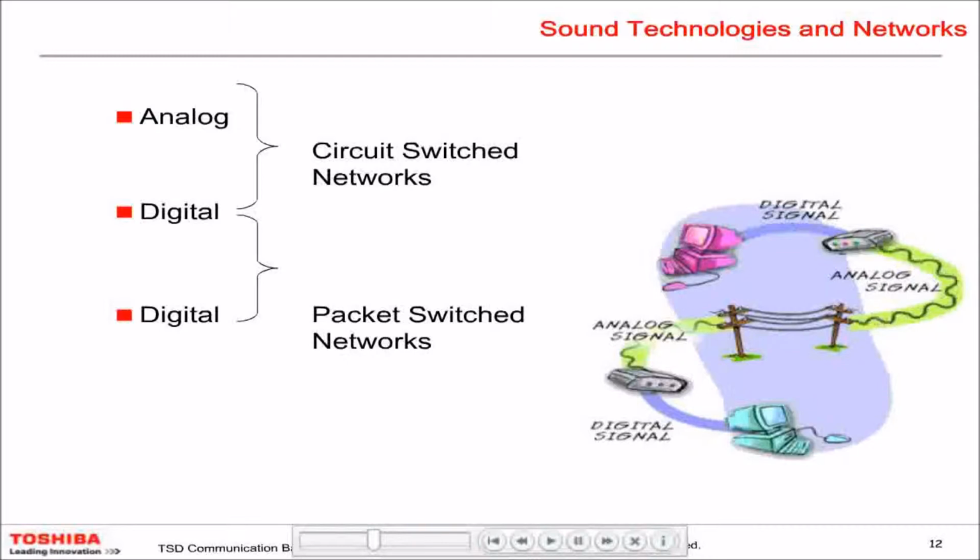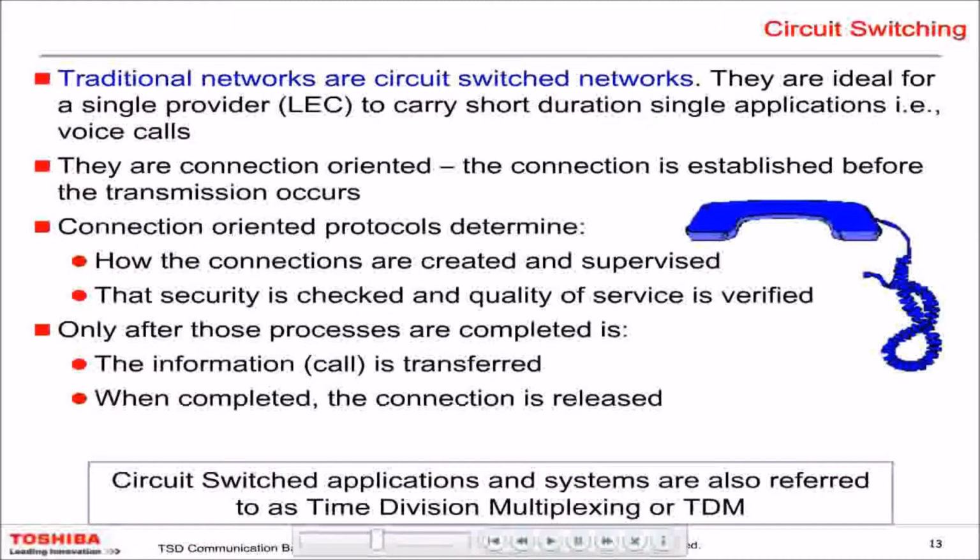Now that we've discovered analog and digital technologies, let's spend a few minutes examining how these technologies work on different kinds of networks. We'll first talk about the traditional telephone network process, circuit switching, and then compare and contrast it to packet switching, which was originally developed for data transmission. Traditional telephone or voice networks are circuit switch networks. These networks are also referred to as TDM, which stands for time division multiplexing. These networks were designed for a single provider, like the local exchange carrier, to carry short-duration single applications, like a voice call. We refer to these networks as the Public Switched Telephone Network, or PSTN.